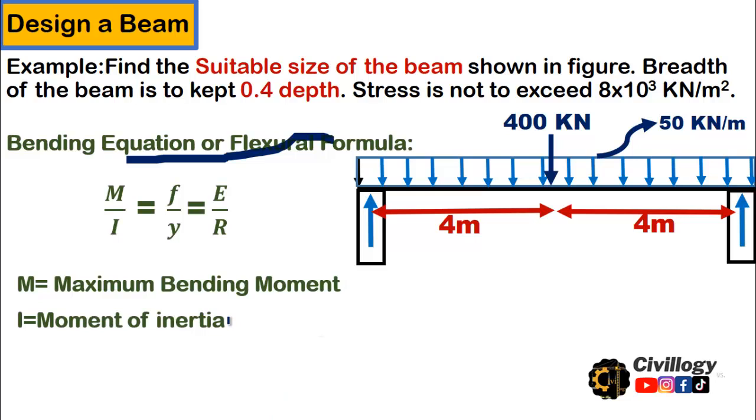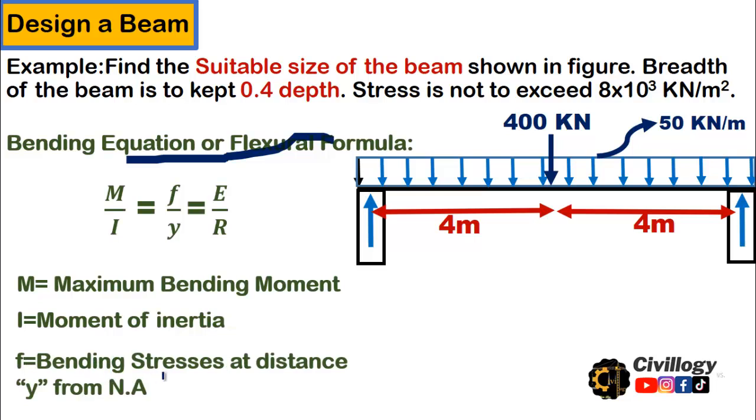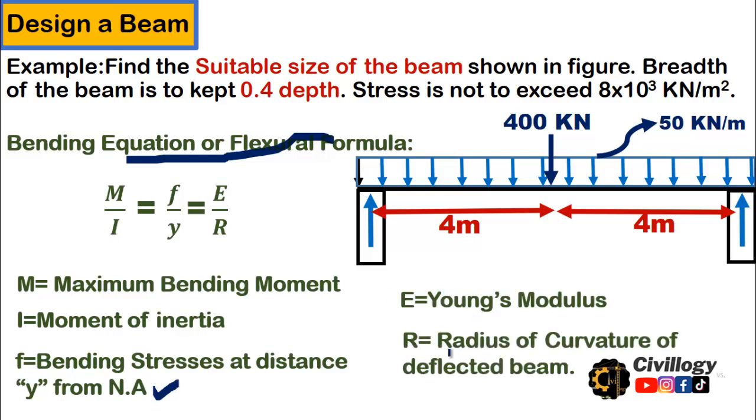What is moment of inertia? The link of that video is given in the description. Please watch that video to understand what is moment of inertia. And small f is the bending stress at distance y from the neutral axis, okay. And E is the Young's modulus, and R is the radius of curvature of the deflected beam. As we know, when the load is applied, the beam shows deflection, such a type of deflection. So this distance is called R. This is the radius of curvature, okay.